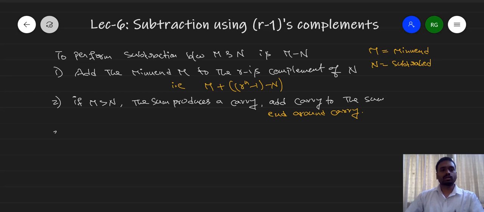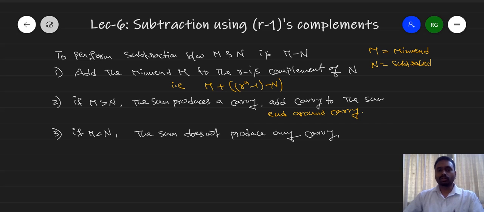Third point: if my m is less than n, that means we are trying to subtract a larger number from a smaller number. If my m is less than n, the sum does not produce any carry. That too, the result is in complement form.